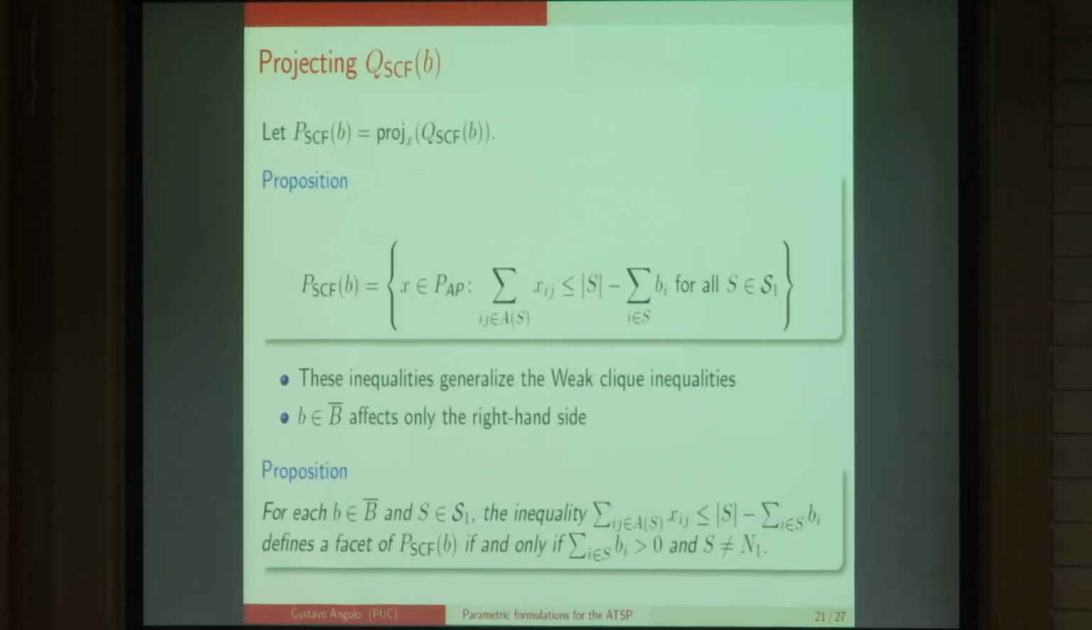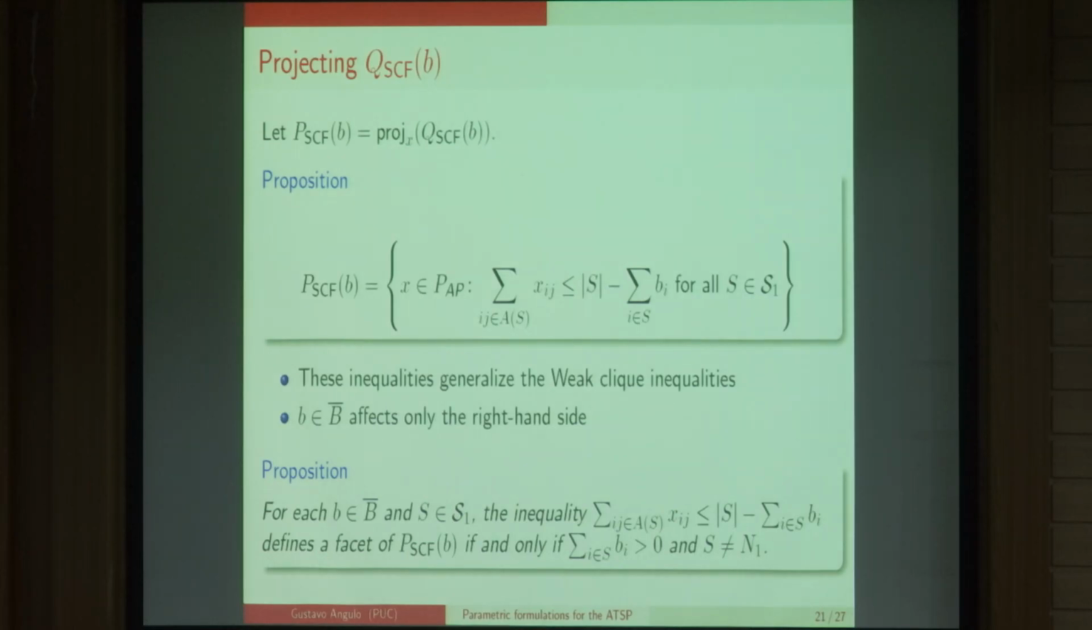So again, we can project. If we project onto the X space, we get this kind of formulation. Again, notice here that the parameter B appears only in the right-hand side, so therefore the analysis is simpler than in the DL formulation, and this is a generalization of the width-click inequalities, right?